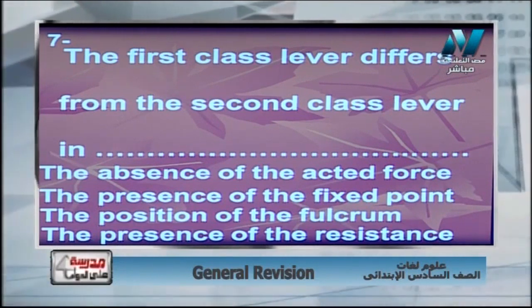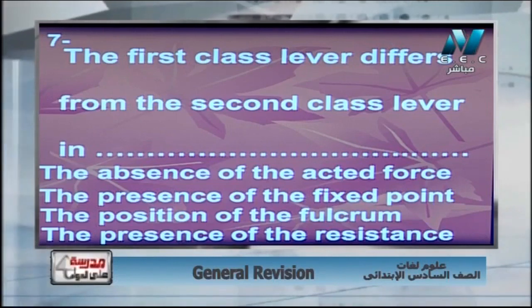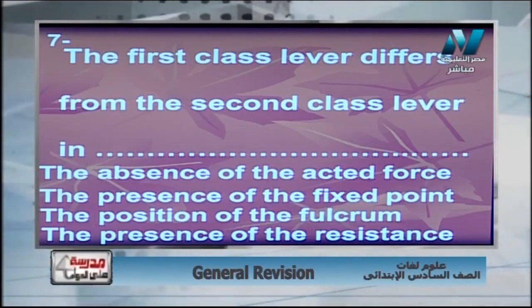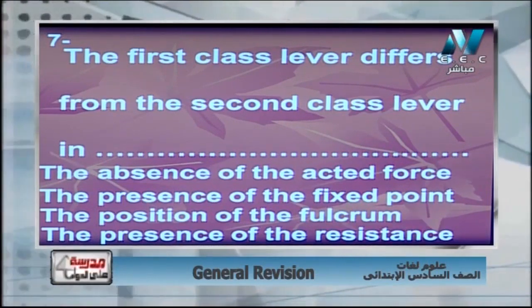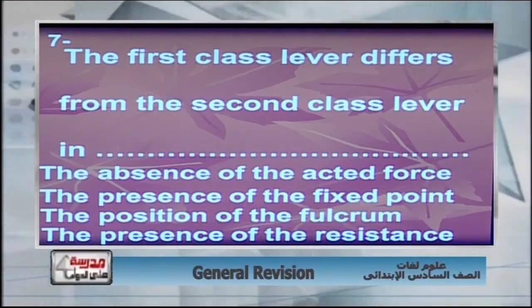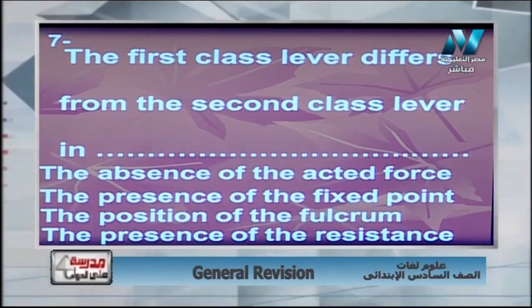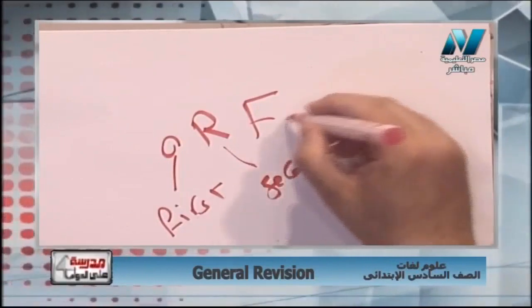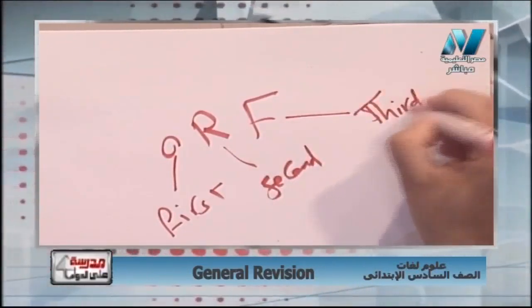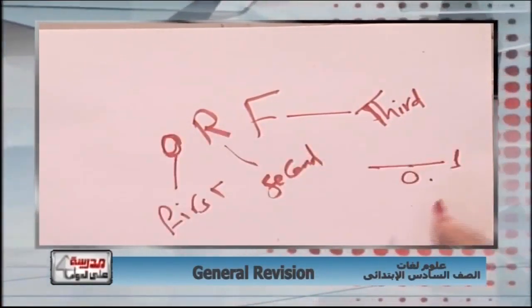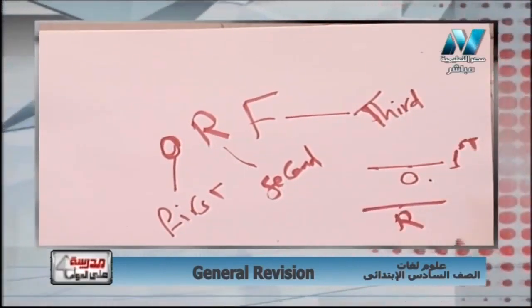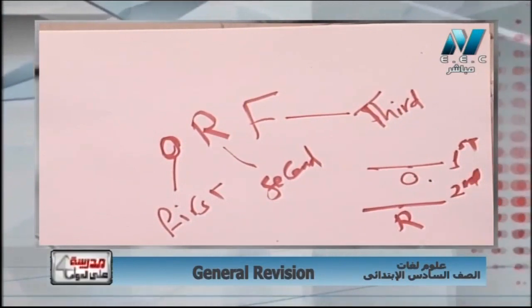قلنا اكتر مره لو الايفورت فورس في النص فور اكزامبل هيكون ثيرد كلاس ليفر، لو ريزيستنس في النص هيكون سكند كلاس ليفر، لو الفالكرم في النص هيكون فيرست كلاس ليفر. وقلنا في كلمه سريه نكتبها مع بعض: ORF. لو O in the middle it will be first class lever، لو R in the middle it will be second class lever، لو F in the middle it will be third class lever. O يعني fulcrum، R يعني resistance.